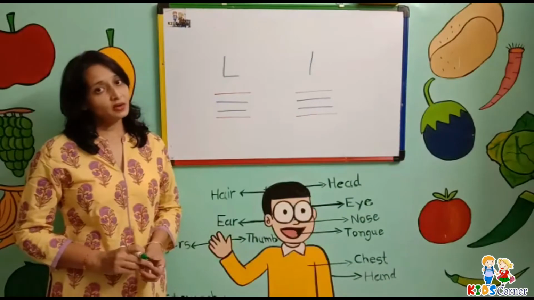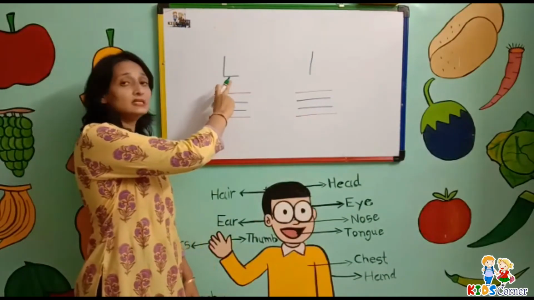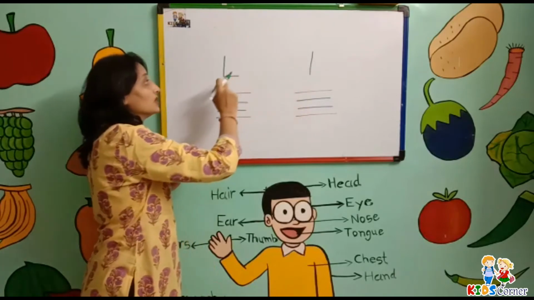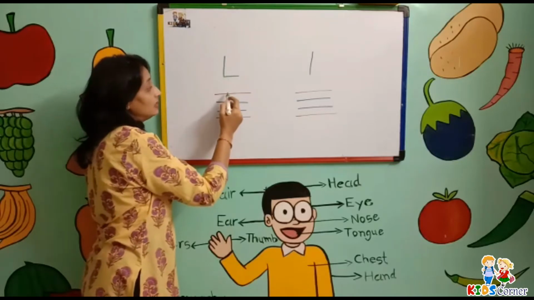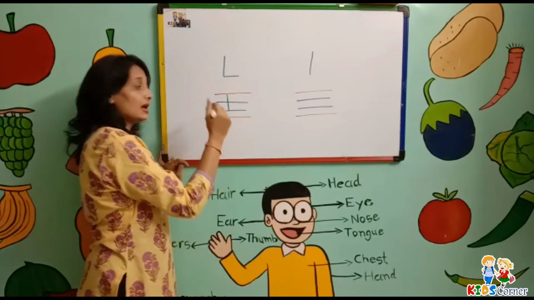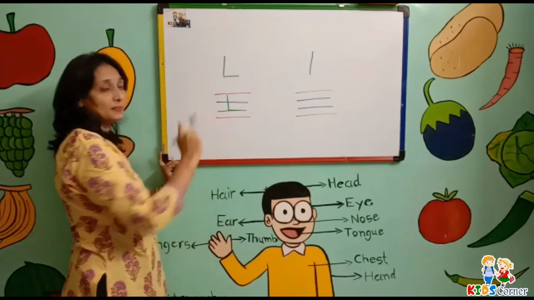Children, good morning. Today we will start with the next alphabet, which is L. This is capital L and this is small l. Let's start with the capital L. You have to make capital L. From the red line to the blue line we have to do a standing line and a sleeping line on the blue line. This is capital L.